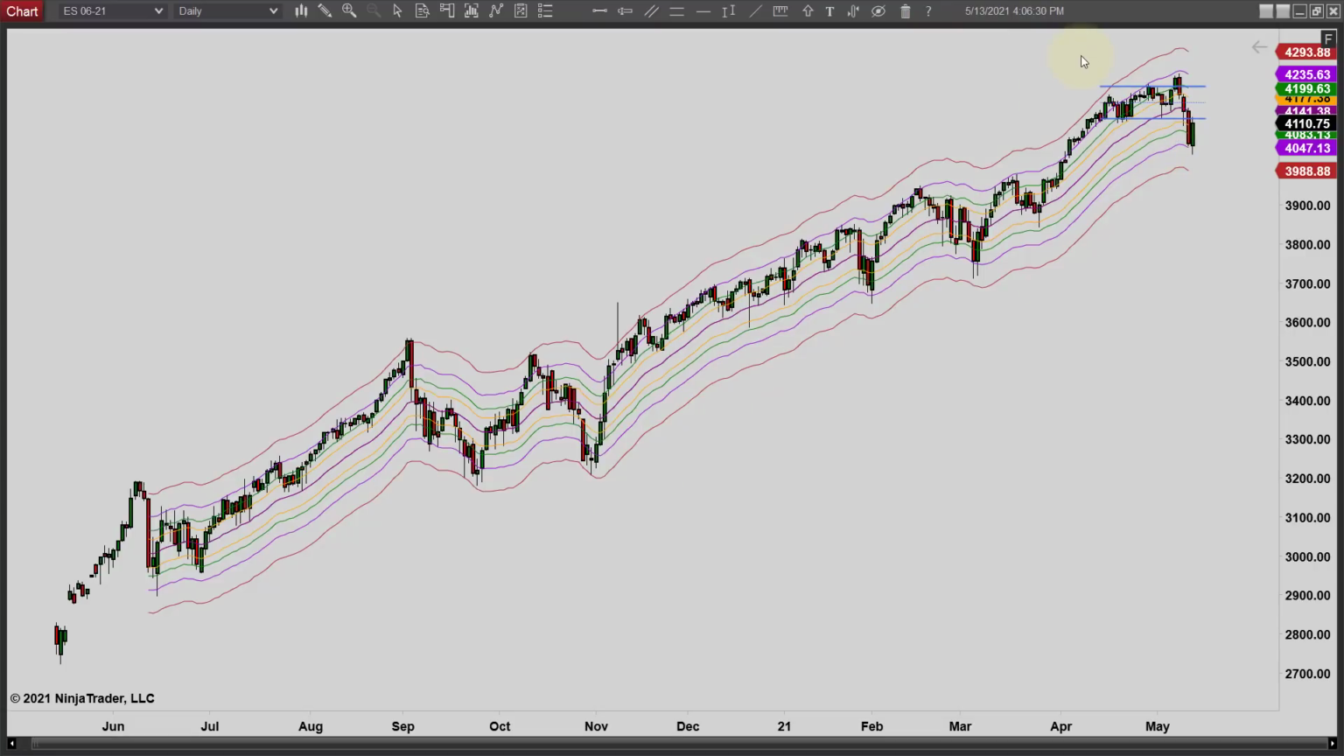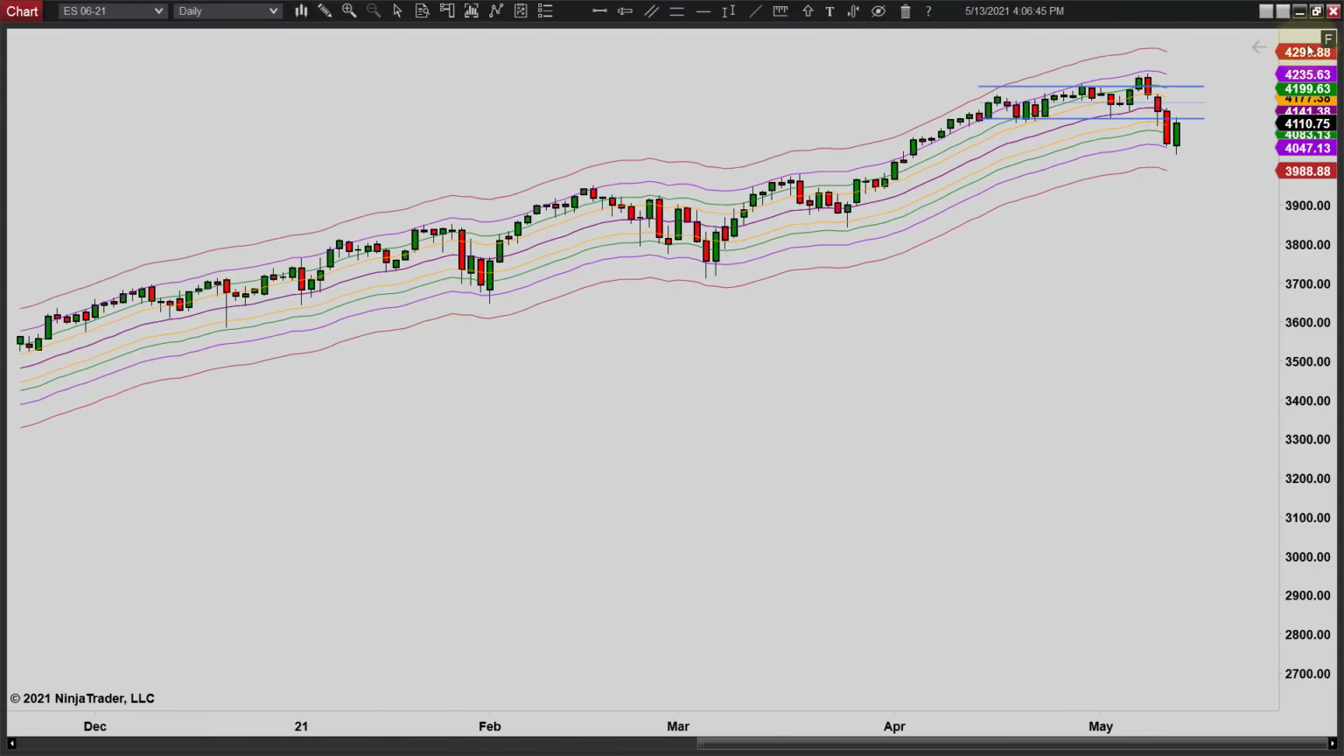You can see we've continued to move up, and generally when you get up near this purple line, you're overbought, especially when you push above it. And then when you get down below it on this side, you're oversold. And let's back out here a little bit so we can see the most recent price action.